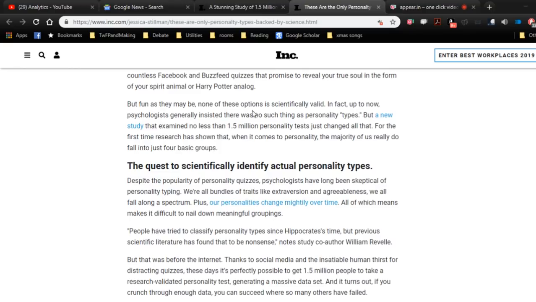In fact, up to now, psychologists generally insisted there was no such thing as personality types, but a new study that has examined no less than 1.5 million personality tests just changed all that. For the first time, research has shown that when it comes to personality, the majority of us really fall into just four basic groups.